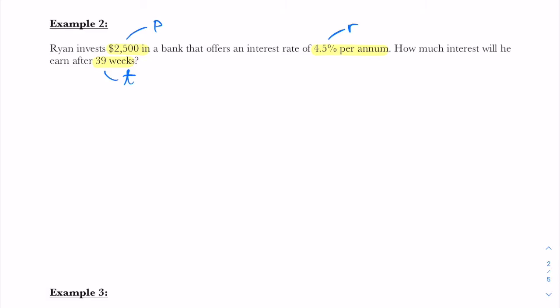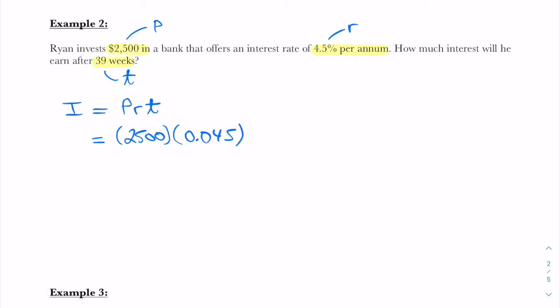To calculate the interest, we use our simple interest formula, and substitute $2,500 for the principal, the annual interest rate of 4.5%. Once again, please don't forget, this always has to be expressed as a decimal. Just divide your percent by 100 to get that.